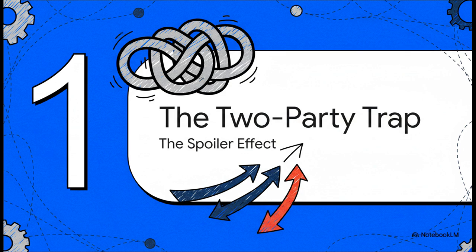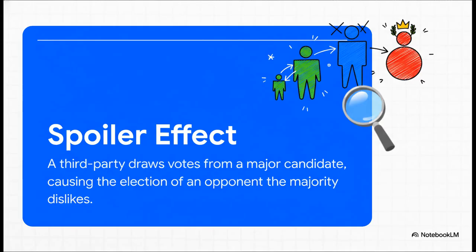Political scientists have a name for it: the spoiler effect. So what is the spoiler effect exactly? Well, it's what happens when a popular third party or independent candidate jumps into a race. Now, they almost never win, but what they do is pull away just enough votes from one of the big two candidates that they accidentally help the other major candidate win. The one their supporters probably wanted the least.